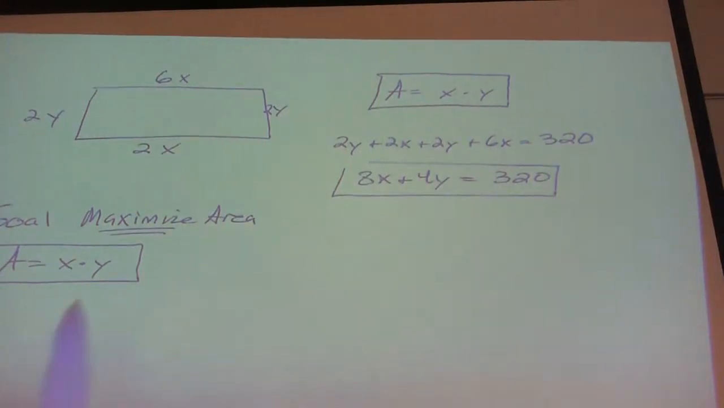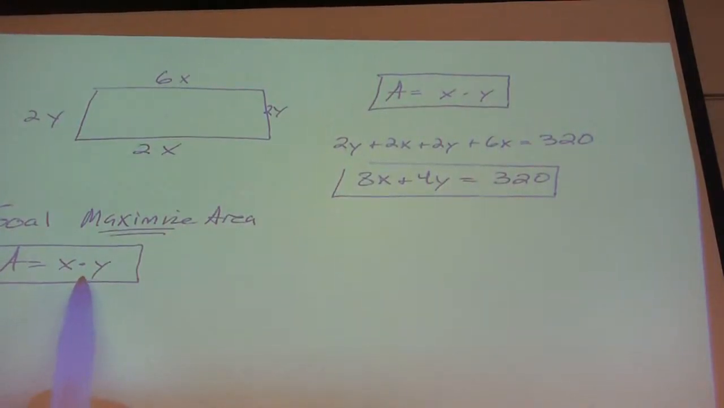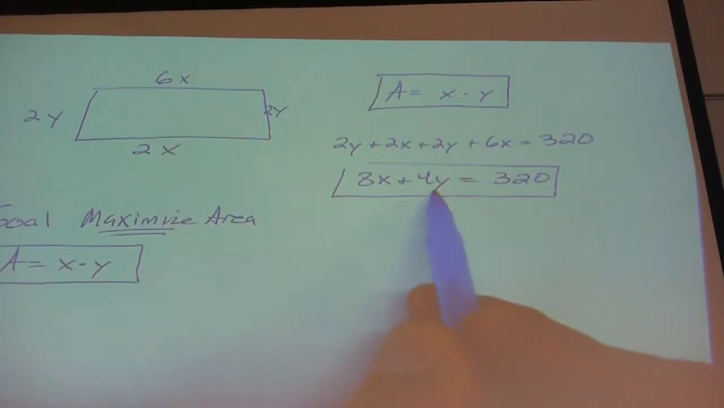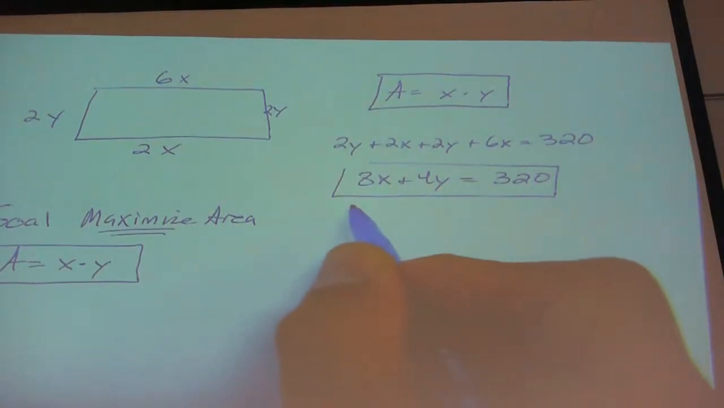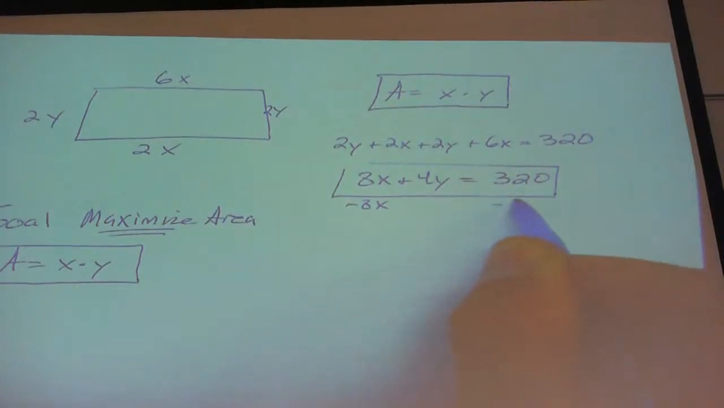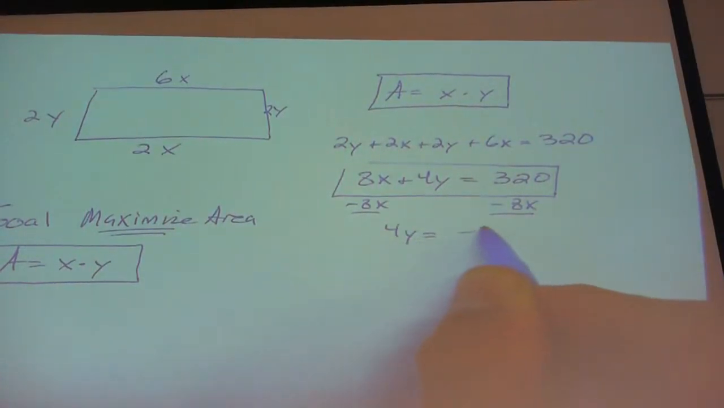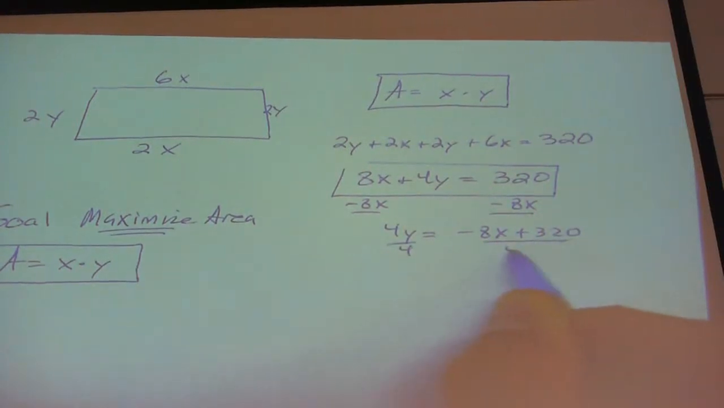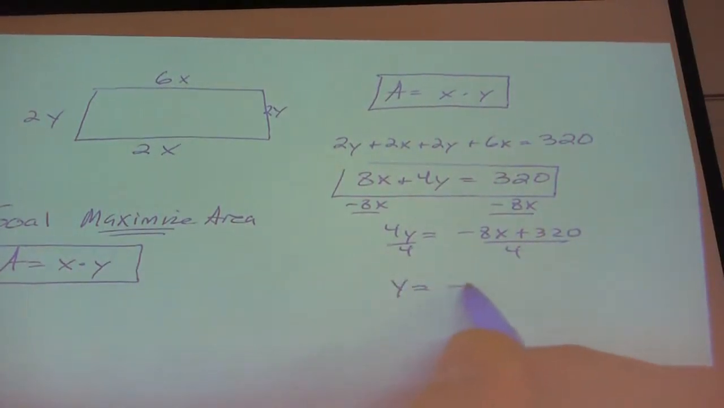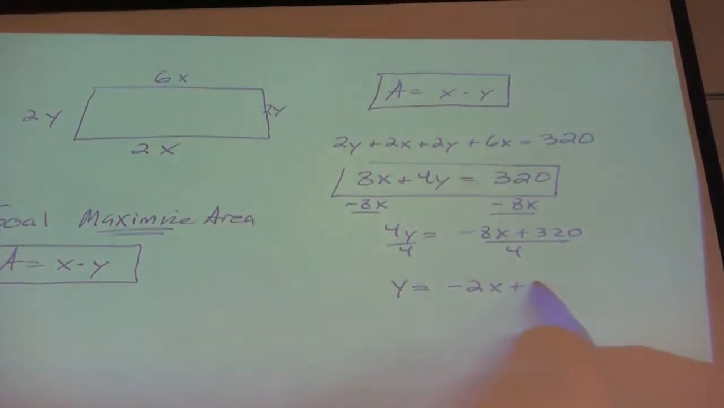Now, can I maximize area right now when I have two variables? Nope. So I use the other equation, and I solve for one of the variables. Let's solve for y. Minus 8x, 4y equals negative 8x plus 320. Divide by 4, y equals negative 2x plus 80.